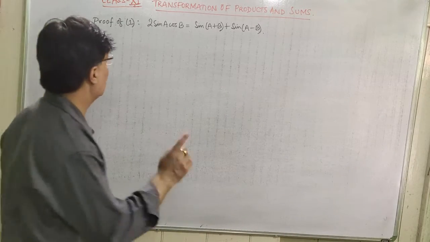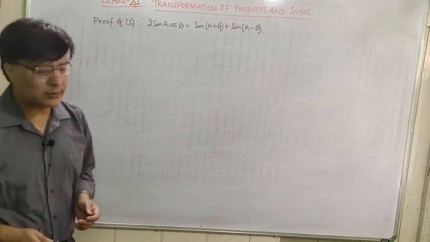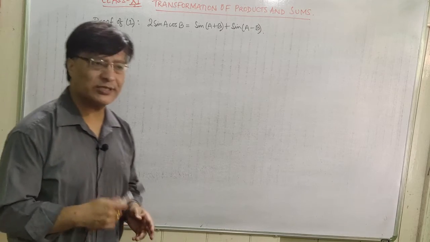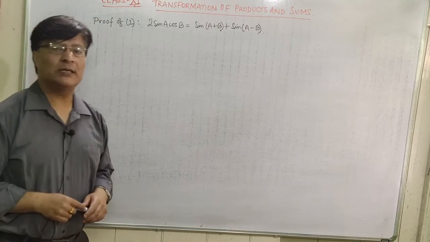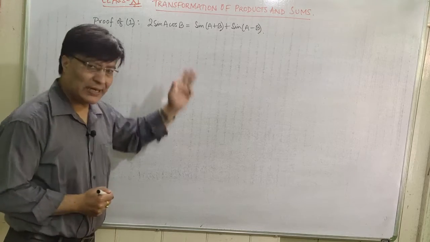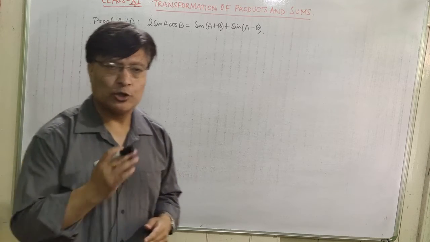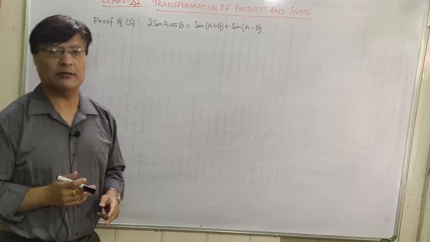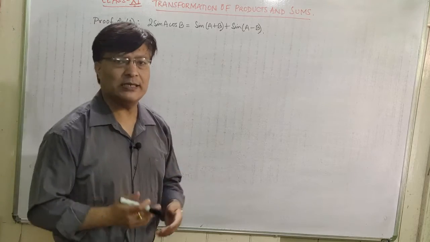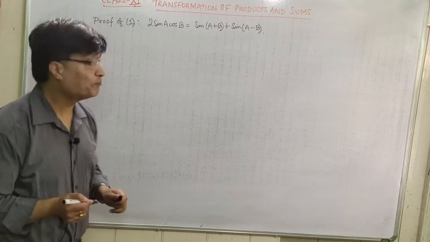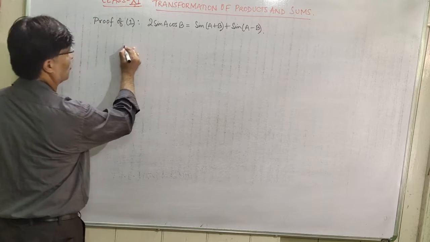So now let us prove formula number 1. That is, what is formula number 1? 2 sine a cos b is equal to sine of a plus b plus sine of a minus b. So let us prove it from the right hand side. It will be easier for you to prove this formula from the right hand side, because on the right hand side you can easily write down the formula from compound angles. Okay, so let us prove it from the right hand side now.